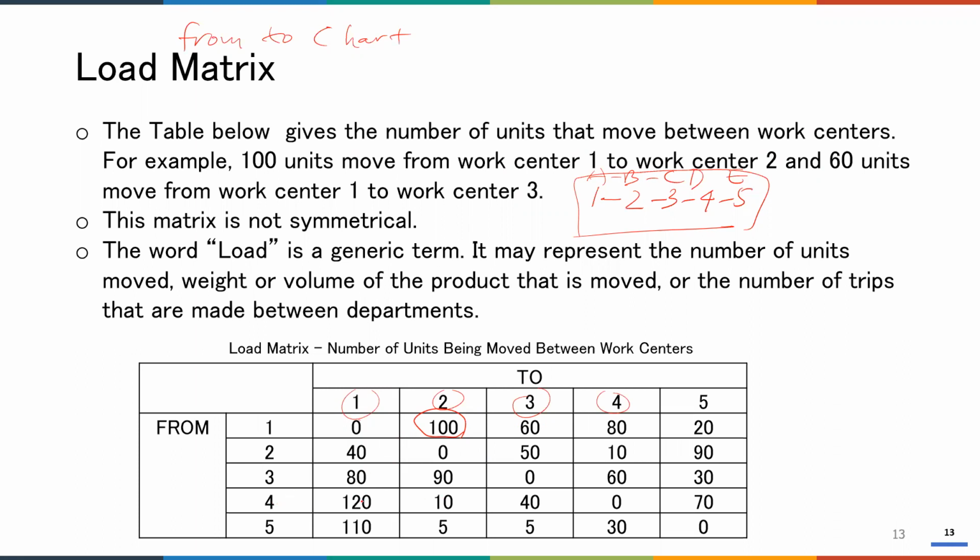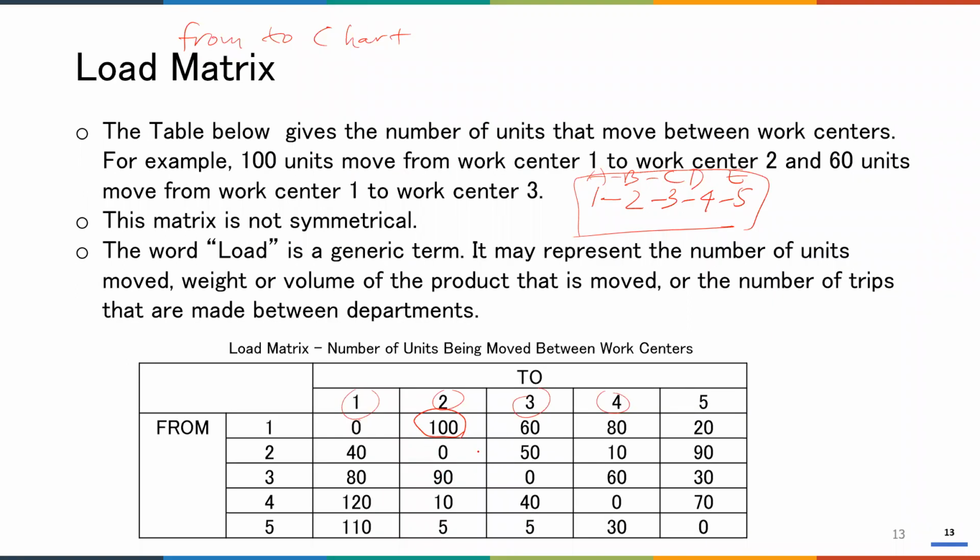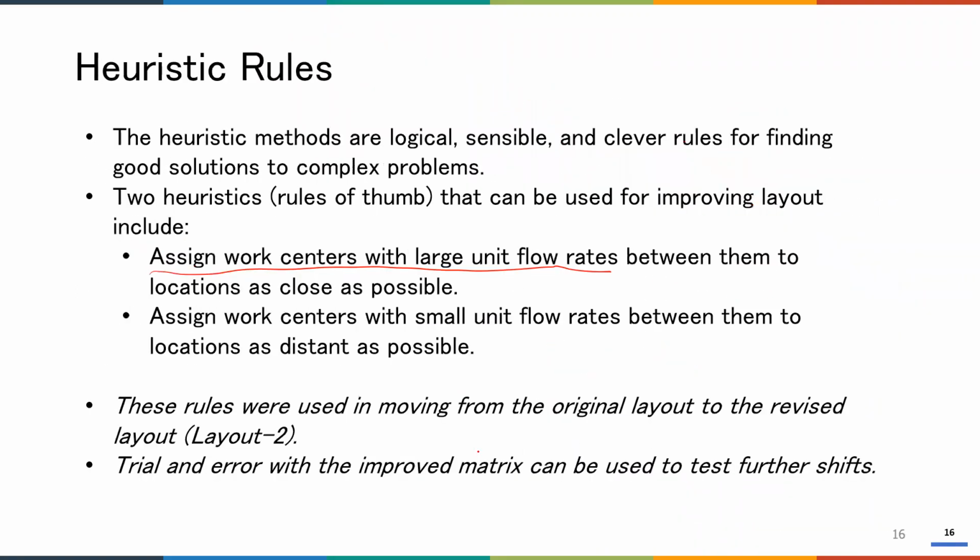1 and 4 should be close, for example, and 1 and 5 should be close, and then 1 should be close to 2. So the location can be checked by the number of load if we only consider this heuristic. And you can basically assign work centers with the small unit flow as distant as possible.